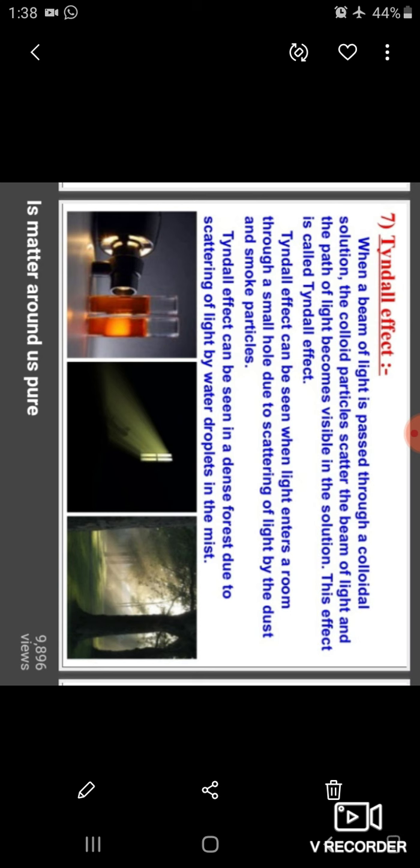The Tyndall effect can be seen in a dense forest due to scattering of light by water droplets in the mist. Simply put, the Tyndall effect means that when a beam of light is passed through a colloidal solution, the colloidal particles scatter the beam of light and the path of light becomes visible in the solution. You can easily understand this through figures 1, 2 and 3.